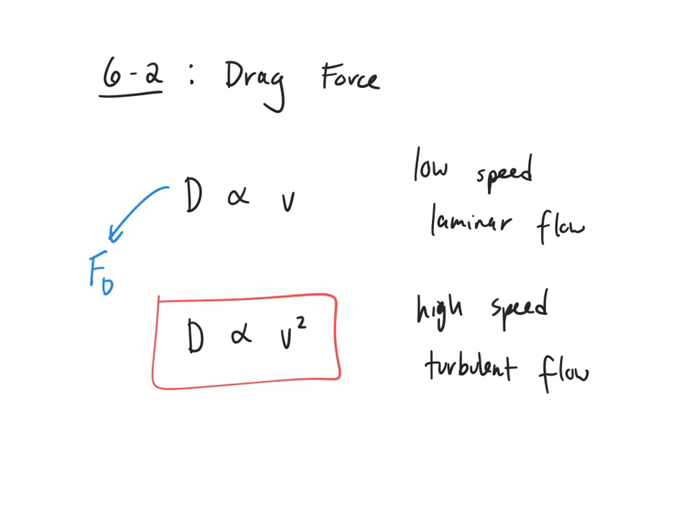Now, the real formula, not just that it's proportional, but the more elaborate formula that the book uses is the following. And this is the one that we're really going to end up using: the force of air resistance is equal to 1/2 C rho A v squared.